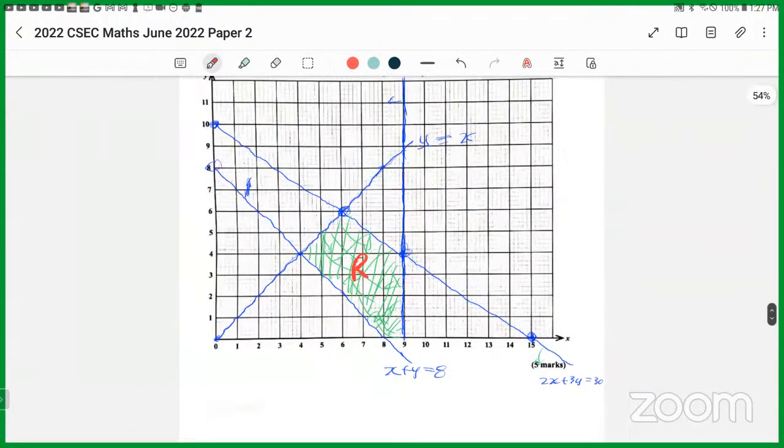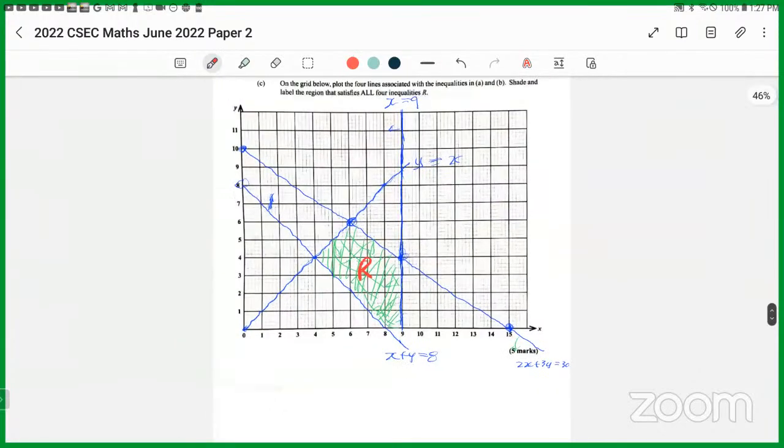What a good so far? That is the region satisfying all the inequalities. I'd like to discuss them, so I'm going to finish with it today. Yes, sir. All right.